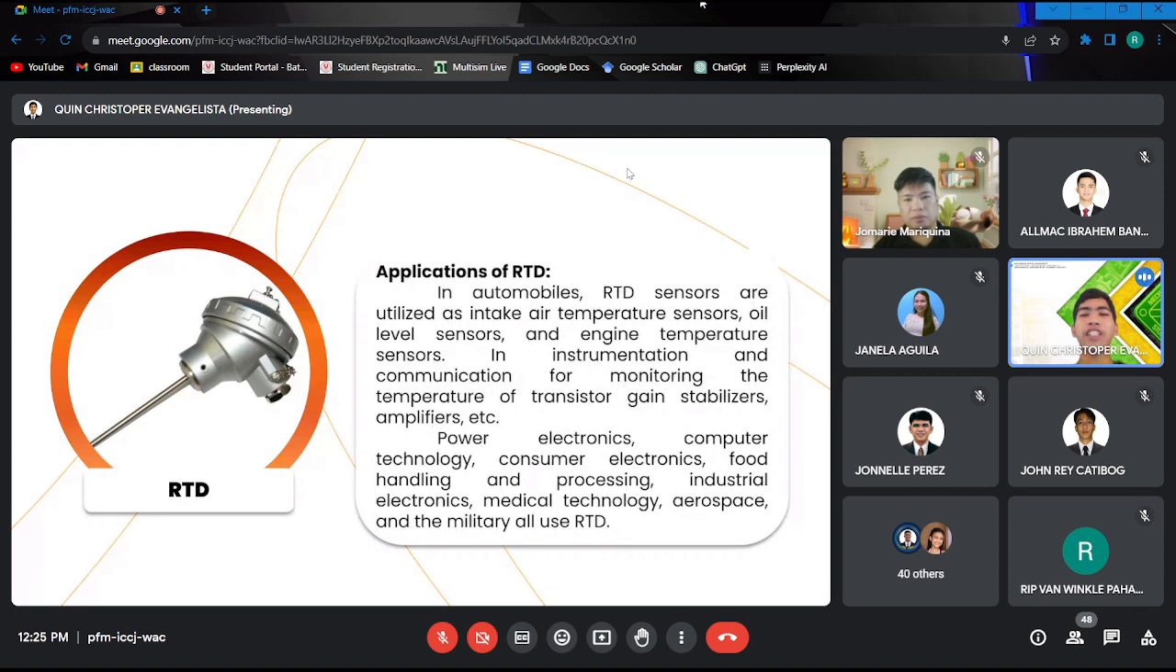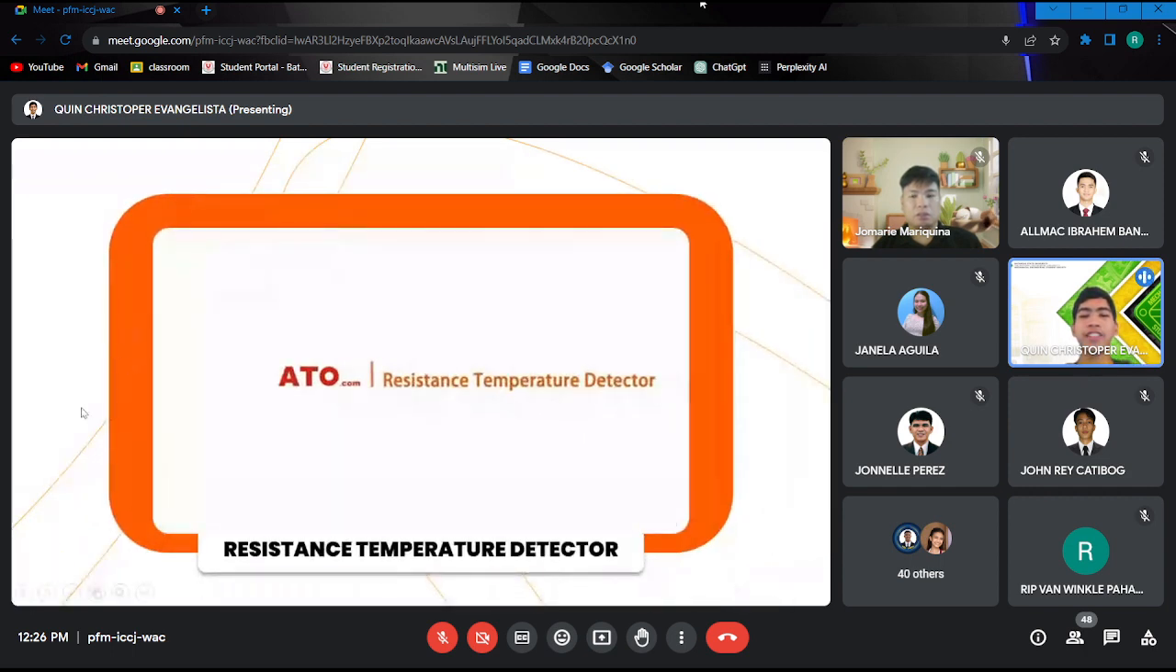The applications of RTD. In automobiles, RTD sensors are utilized as intake air temperature sensors, oil level sensors, and engine temperature sensors. In instrumentation and communication for monitoring the temperature of transistors, gain stabilizers, amplifiers, etc. Power electronics, computer technology, consumer electronics, food handling and processing, industrial electronics, medical technology, aerospace, and the military all use the RTD. So here's a video to further explain the resistance temperature detector.